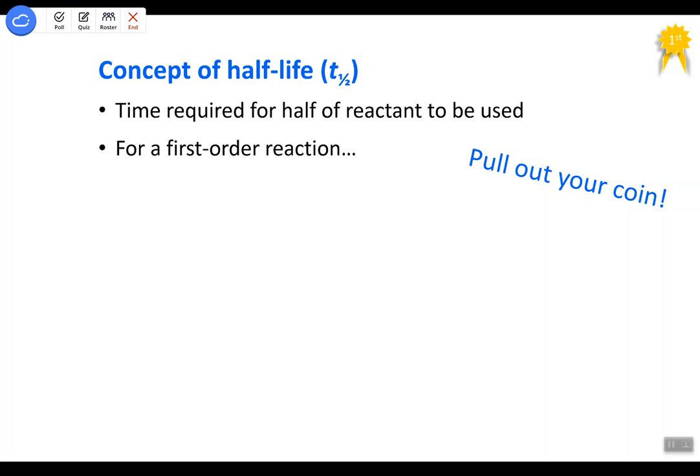We have a big class, a few hundred people. This is kind of like a whole bunch of atoms. If isotopic decay happens according to first order kinetics, after the half-life has elapsed, half the sample is going to have reacted. Odds are 50-50 that half of you get heads, half of you get tails, okay?